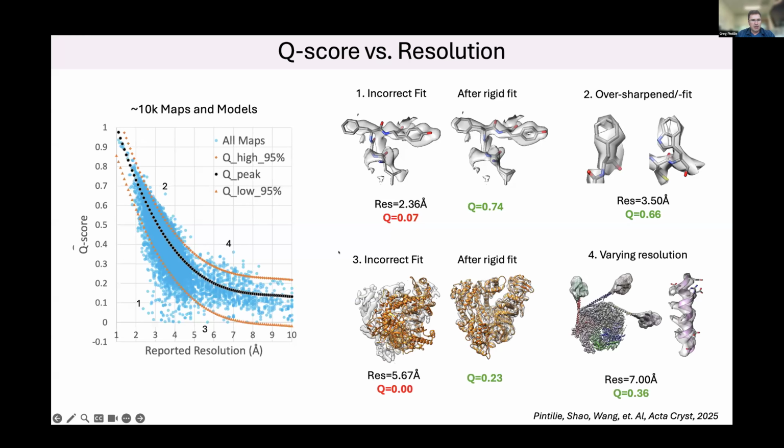And then number 4 is another point that has a Q-score way above what you might expect to see. In this case, the reported resolution was 7 angstroms, and the Q-score was 0.36, which is again high for this. The reason for the higher Q-score is that a lot of the map is actually resolved reasonably well, something closer to 4 angstrom resolution, right? If you look where this point might be, it's closer to 4 angstrom. But for some reason, the resolution was reported to be 7.